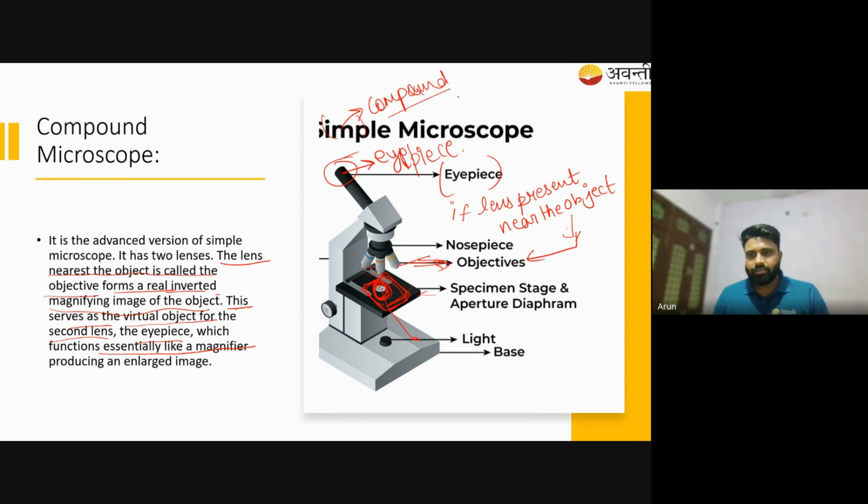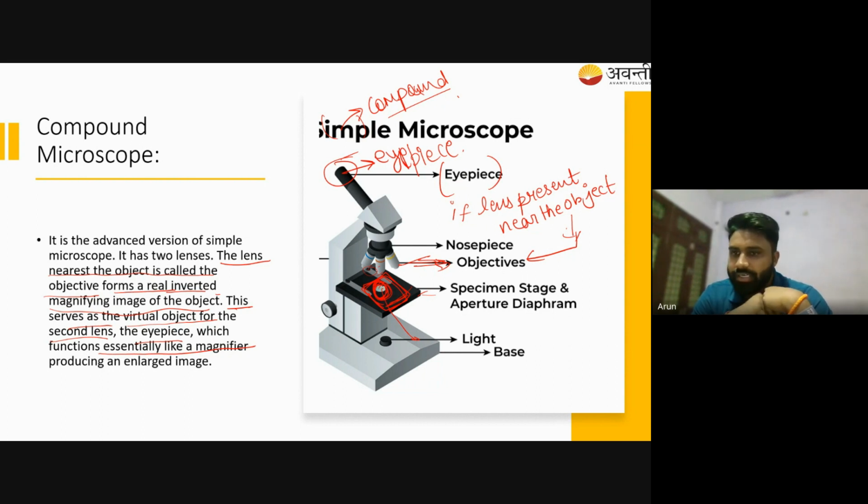So in compound microscope, a few things that you have to keep in your mind. First is that it is made up of two lenses. One of them is the objective, another is the eyepiece. Now, which lens is to be called the objective? The one which is placed nearest to the object that we are studying is called the objective lens, and the lens through which we are viewing that object is termed the eyepiece.